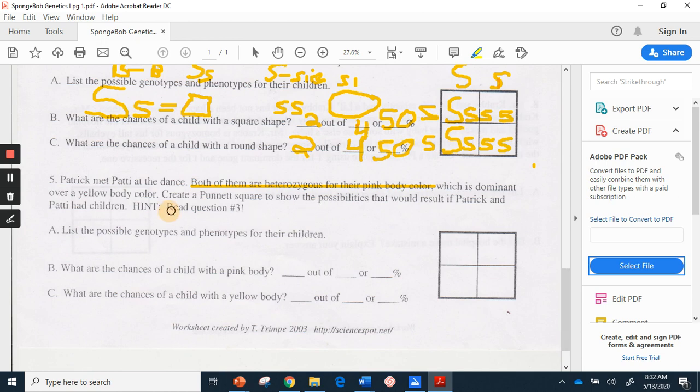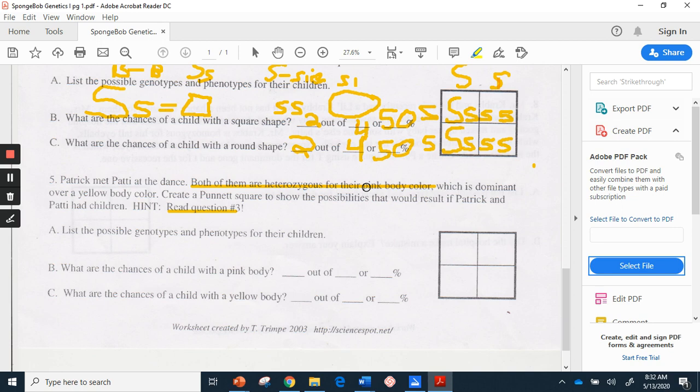As again, it gives you a hint, read question number 3. Underline, both of them are heterozygous for their pink body color. And that is enough information for you to complete number 5.